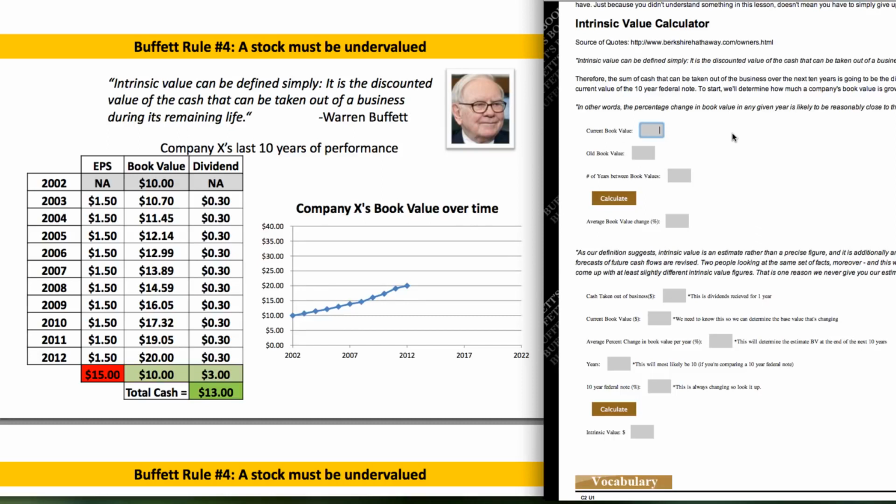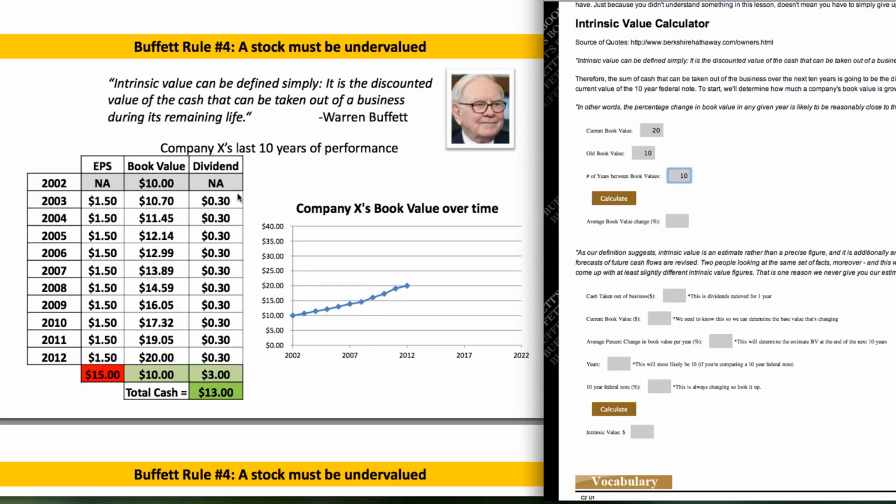And so when we look over there in 2012, the current book value for company X is $20. So you're just going to put $20 in there, and make sure you don't put in a dollar sign. You're just putting in the numbers. And when we look at the old book value, that's $10, because that's where it started off in 2002. And then the number of years between the book values is 10.